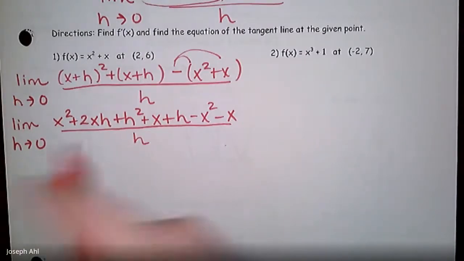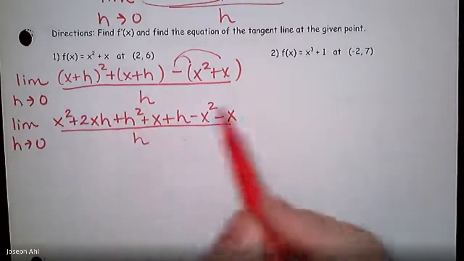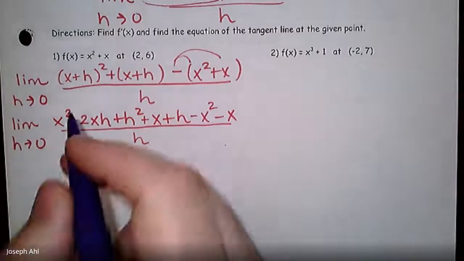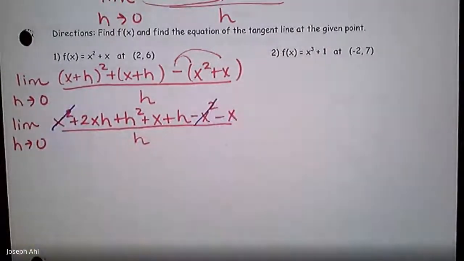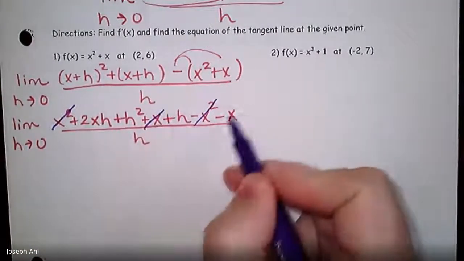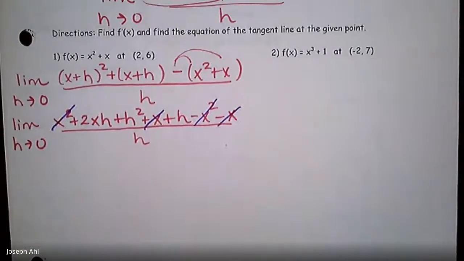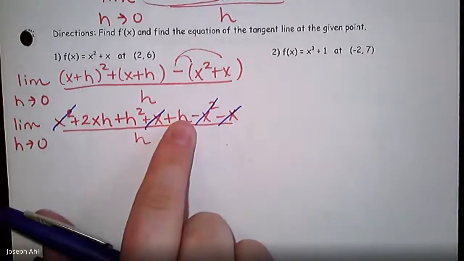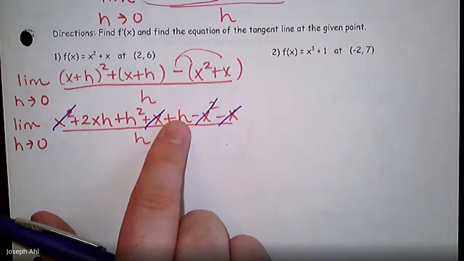Okay. All right, so now that I have that on the top, I'm going to cancel things that are in common. We got x squared, we've got negative x squared. We've got x, we've got negative x. And what you should notice is once you've canceled everything, everything left over should have an h in it. Okay, if that's not the case, you have to go back and reevaluate what you did.